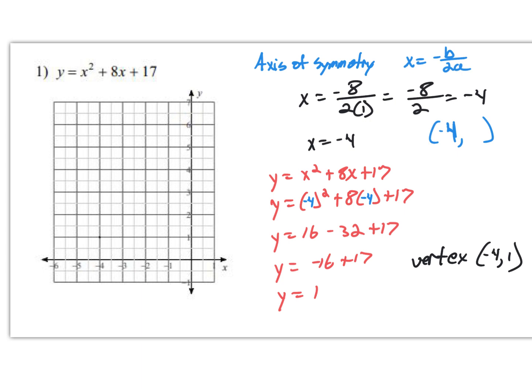So we can come over here. We can put our vertex at negative 4, 1. This is the axis of symmetry. So we know that our graph, because the a value is positive 1, we're actually going to go up 1 and to the right 1, and up 1 to the left 1, and up 4 on each side at 2. So we'll put those points there, and we know that our graph opens up. Something like that. Okay.